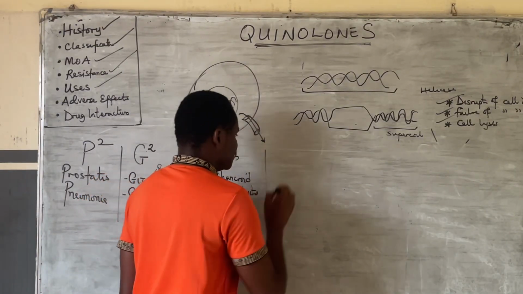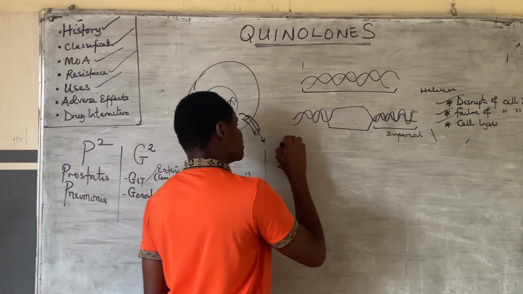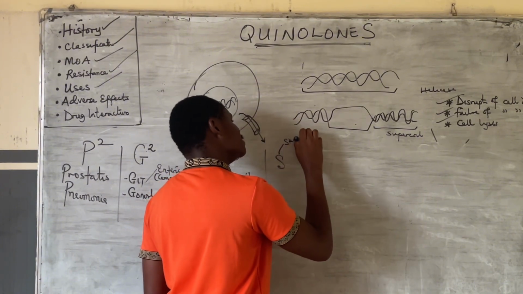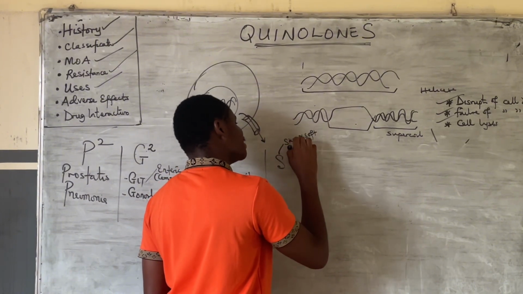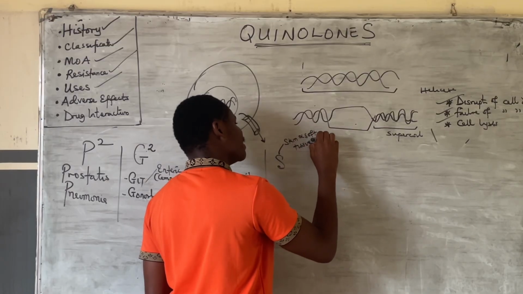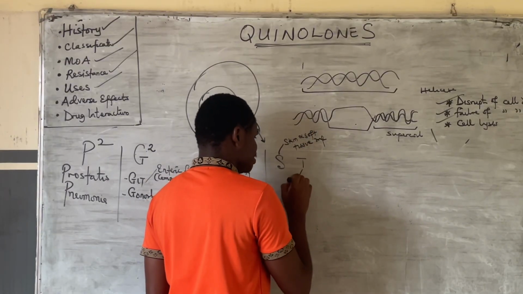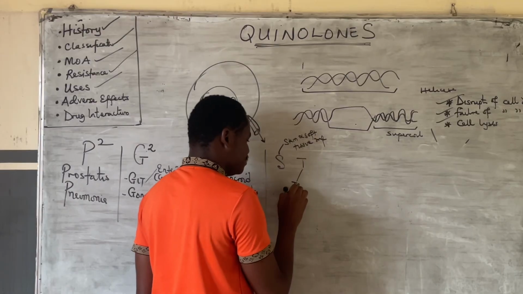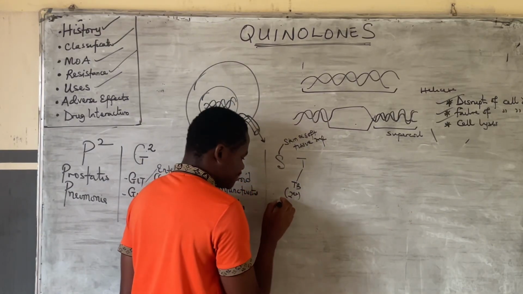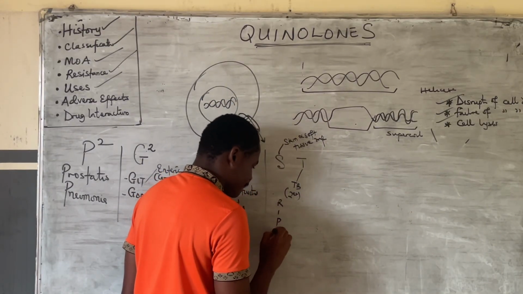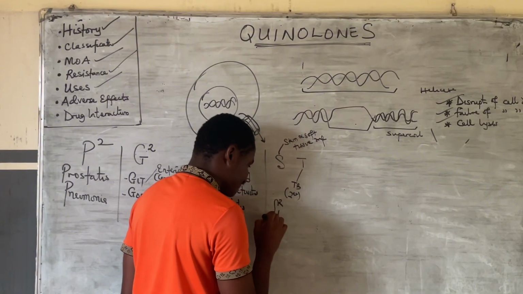All right, then S for skin and soft tissue infection. Skin and soft tissue infection. T here for TB as a second line. Please remember, first line for TB were the RIPES. These are the first lines for TB, first line.